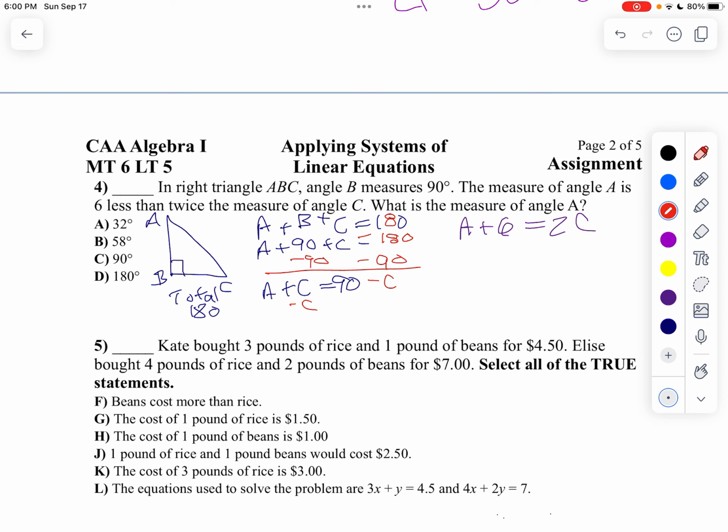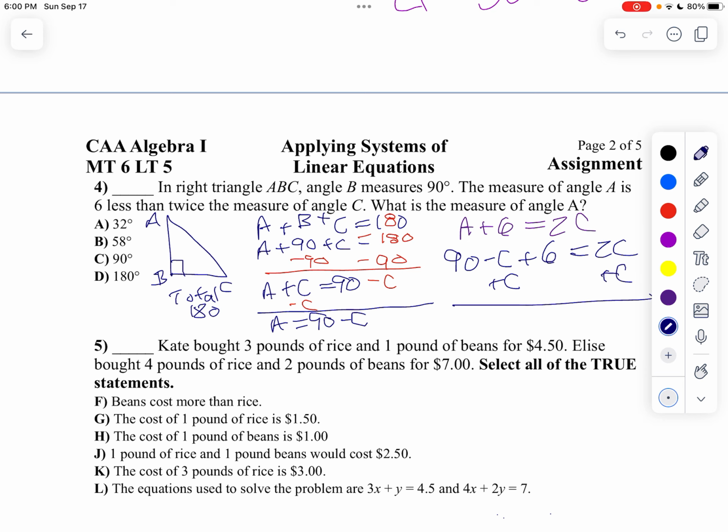So in other words, A equals 90 minus C. So I'm going to say 90 minus C plus 6 equals 2C. We'll add C to both sides. And 90 plus 6 is 96 equals 3C. Divide both sides by 3. C is going to be 32. Notice that's one of our choices. It's not the correct choice, though.